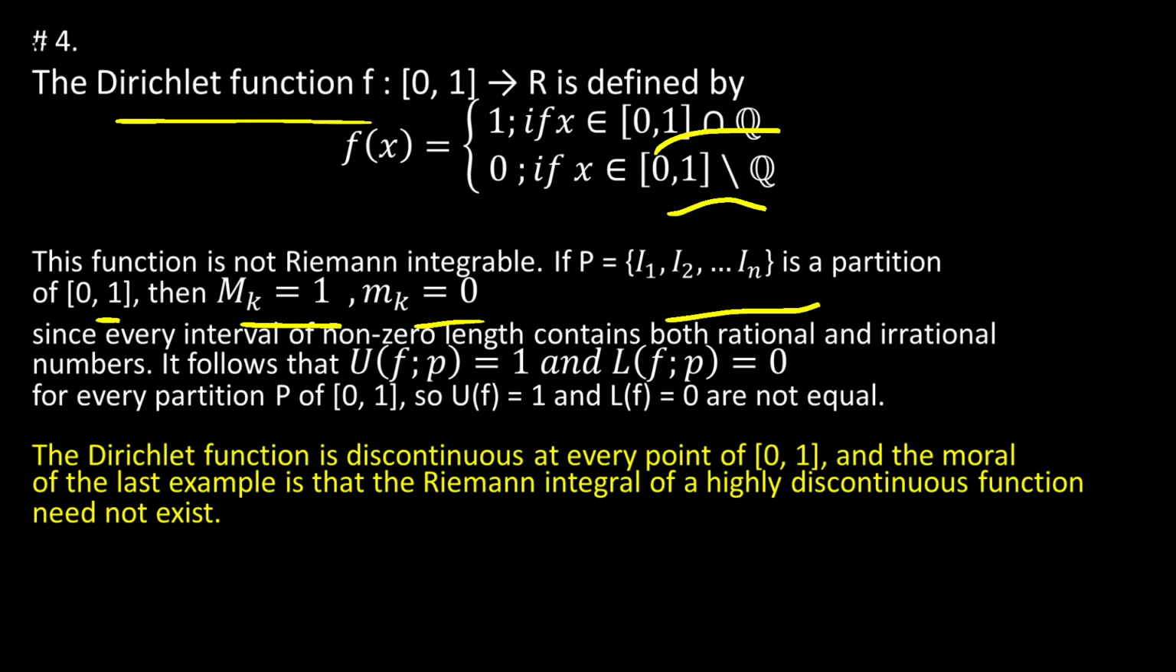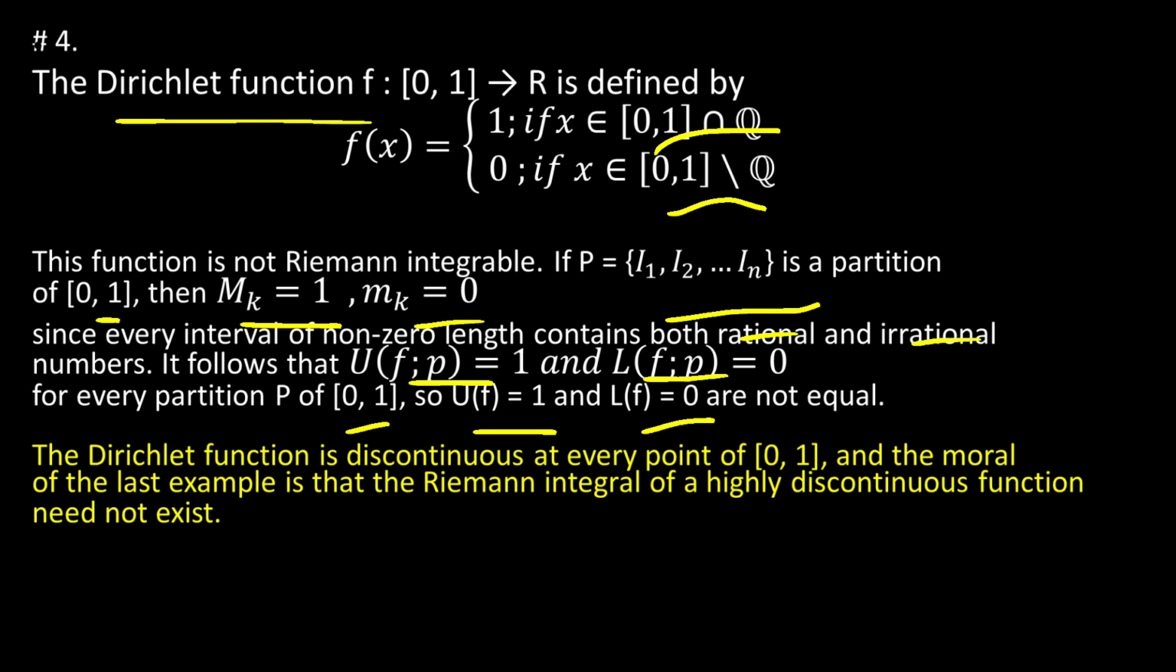And since every interval of non-zero length contains both rational and irrational numbers, the upper Riemann sum will be 1 and the lower Riemann sum will be 0 for every partition P in a given interval. So the upper integral will be 1, but the lower integral will be 0. Because they are not equal, the Dirichlet function is not Riemann integrable by that key fact.